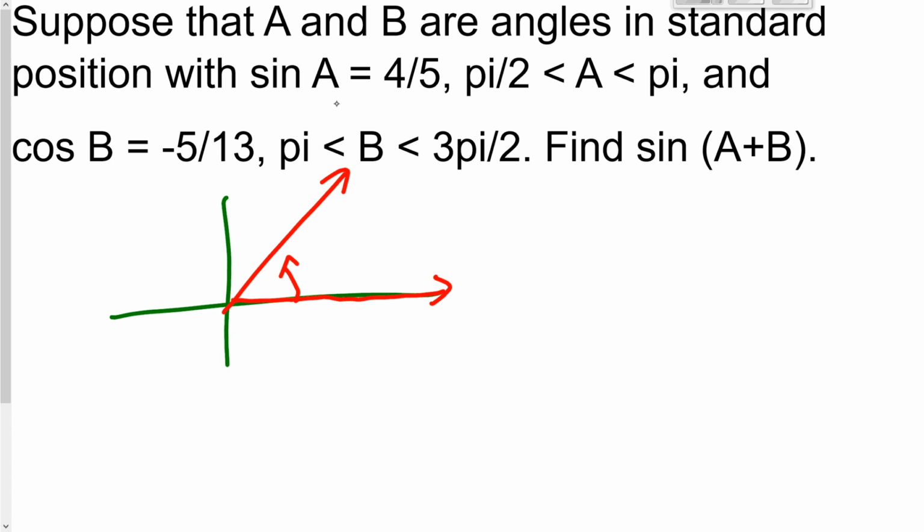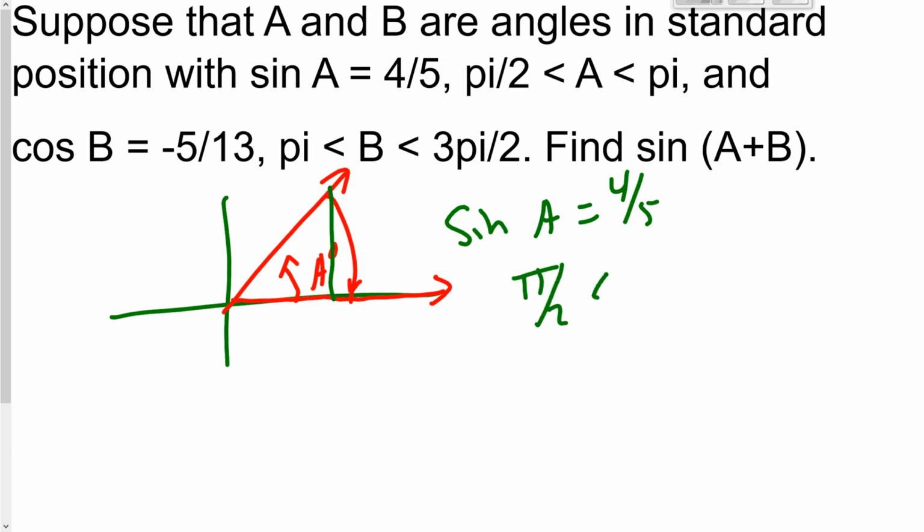In standard position, we have sine of A, so we have one angle, A, and it's going to open up to where our y value, or where our sine of A, is 4/5, and pi over 2. Our angle is somewhere between pi over 2, which is 90, and pi.